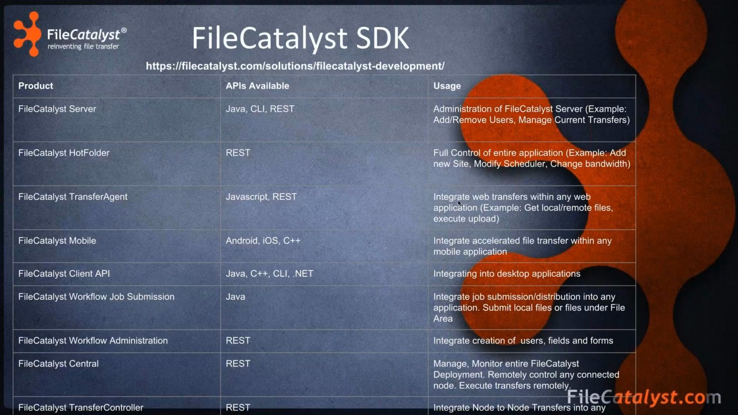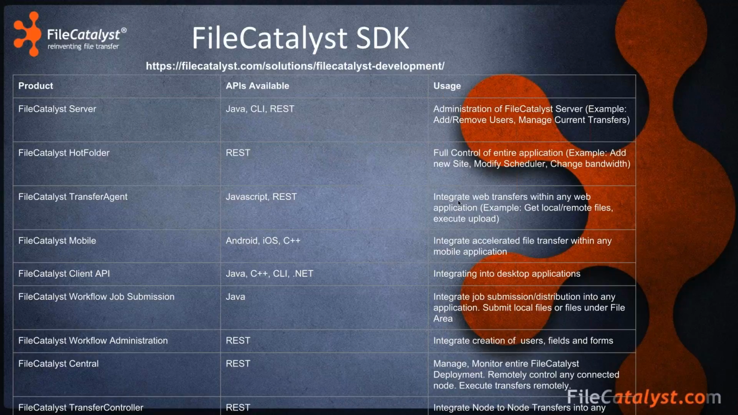FileCatalyst Mobile is available on Android and iOS, so we have APIs available in both these languages. We also have our C++ client library that can be compiled for different platforms. If you're looking at working with other platforms, we can compile the C++ client API for that specific platform.